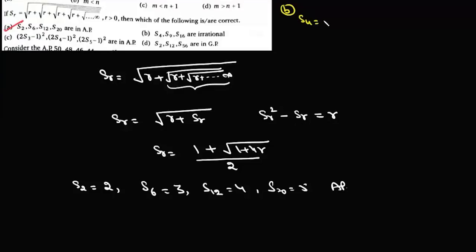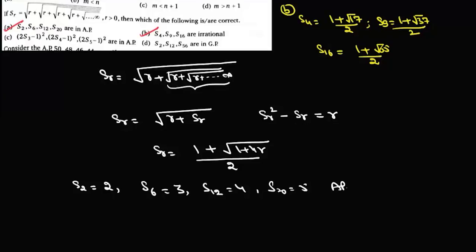Now S4 will be 1 plus root 17 by 2. S9 will be 1 plus root 37 by 2. And S16 is 1 plus root 65 whole divided by 2, and all three of them are irrational. That means this option B is also correct.